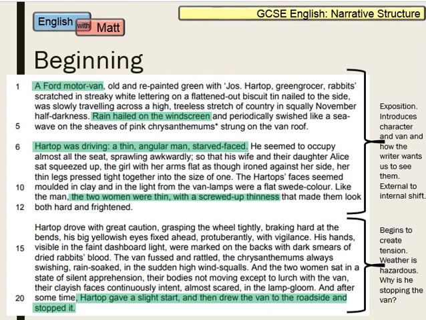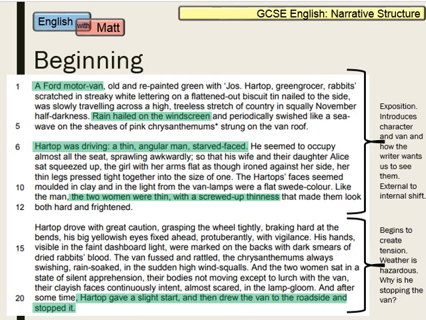So we're told to begin with that we have this Ford motor van, which is old and repainted green, and it's being driven by somebody called Hartop, who's a greengrocer. And we're told that it had scratched in streaky white lettering on a flattened out biscuit tin nailed to the side, was slowly travelling across a high treeless stretch of country in squally November half darkness. Rain hailed on the windscreen and periodically swished like a sea wave on the sheaves of pink chrysanthemums strung on the van roof. Hartop was driving, a thin, angular man, starved face.